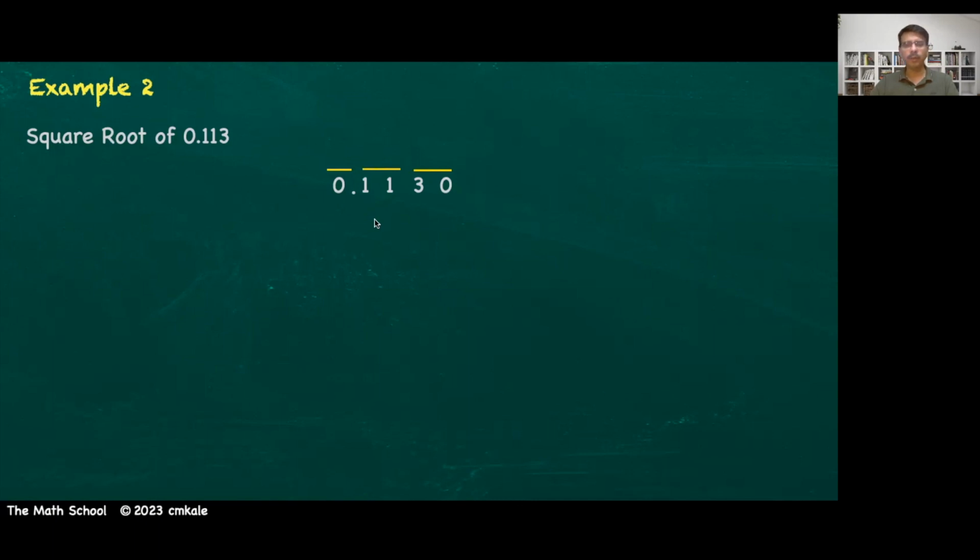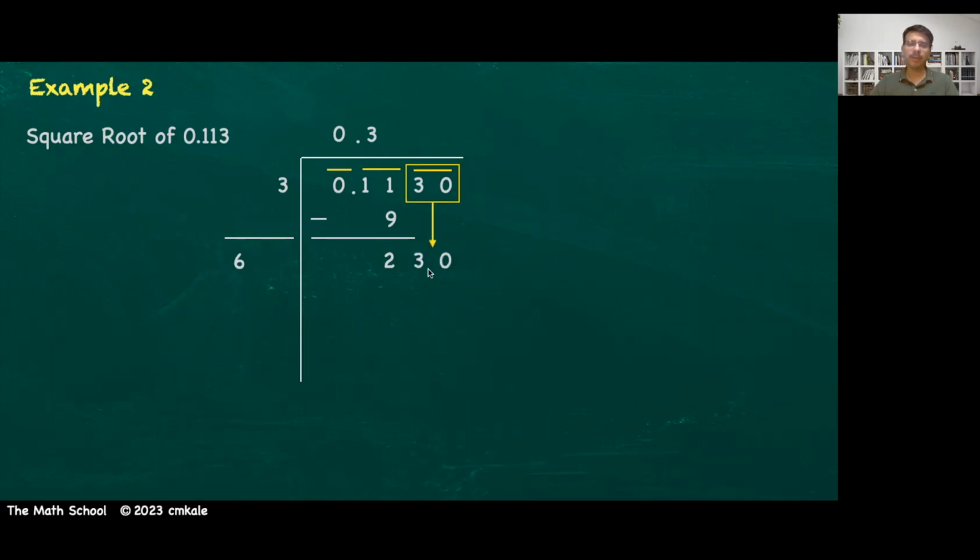And now we continue with the regular long division process. Now the first digit is 0, so we don't need to bother about that, and we can simply put 0 and the decimal as part of our solution. We can directly start with 11. So the closest number to 11 is 9, which is 3 square. So let us put 3 and 3. So 3 and 3 gives 9. 11 minus 9 is 2. Now we need to bring the other digits down and figure out the new divisor. So the new divisor is 3 and 3, 6. And now we can bring them down. The new dividend becomes 230.